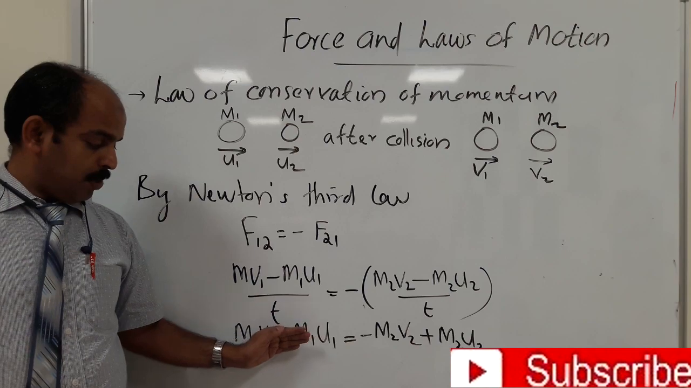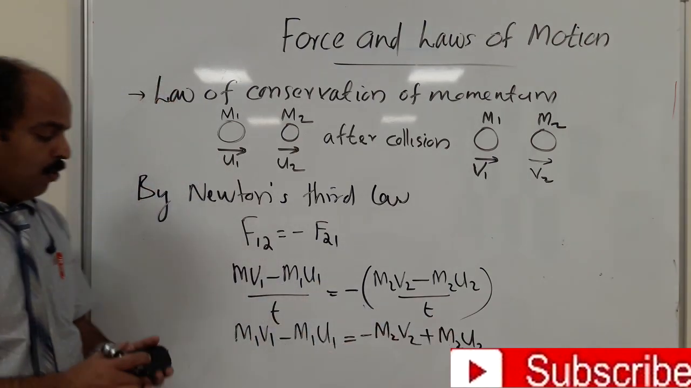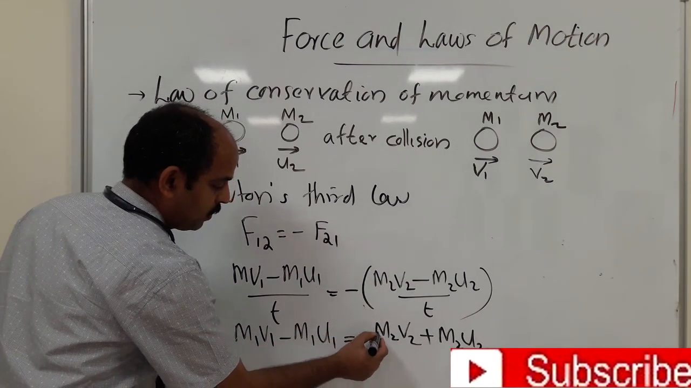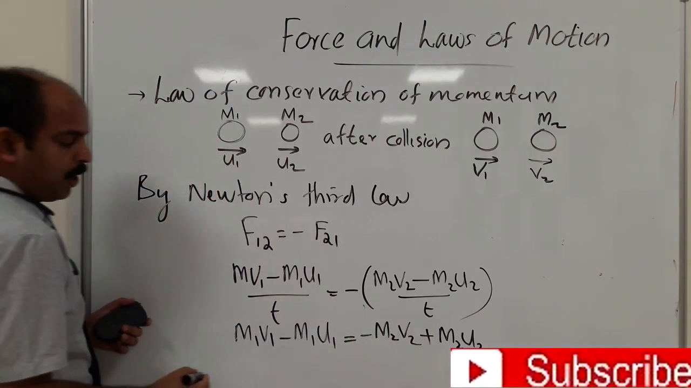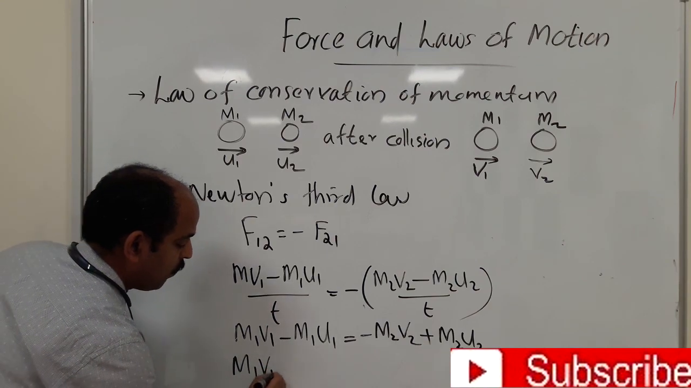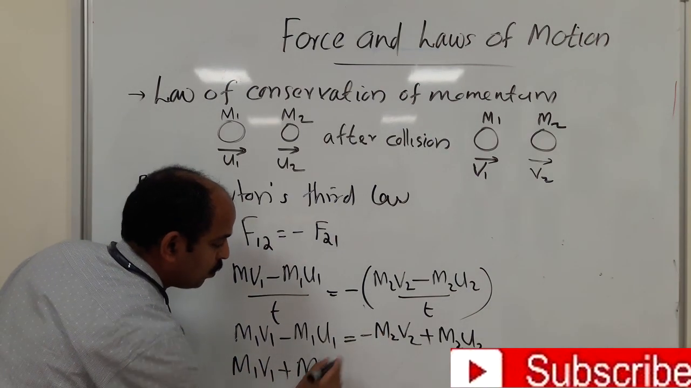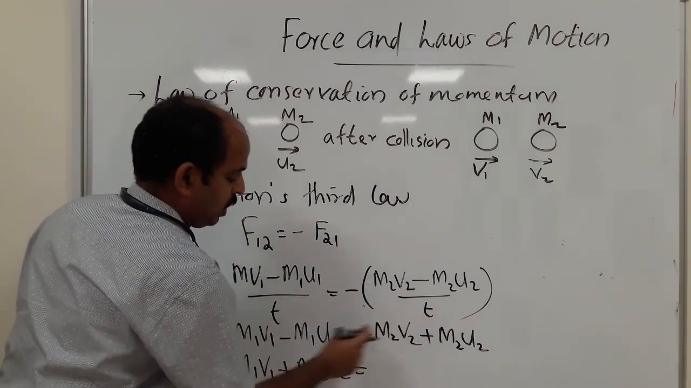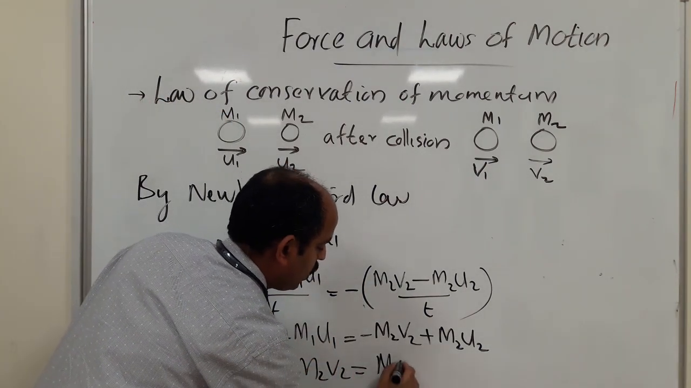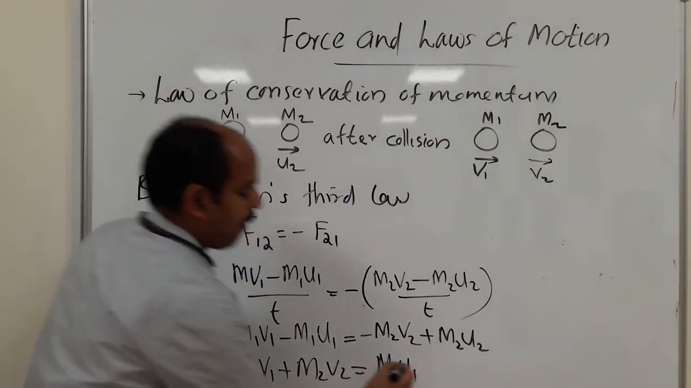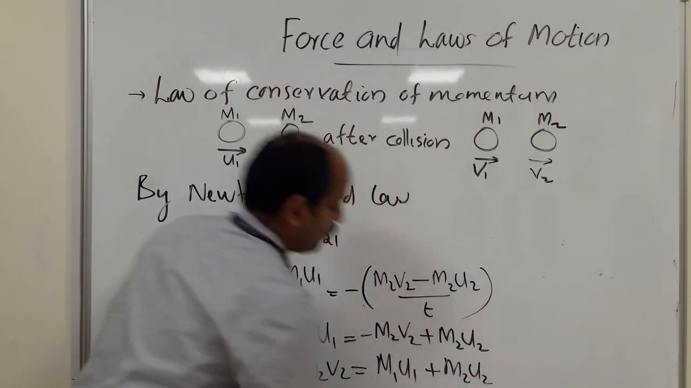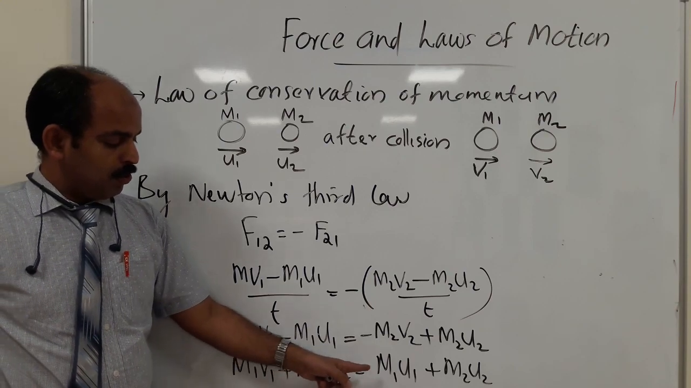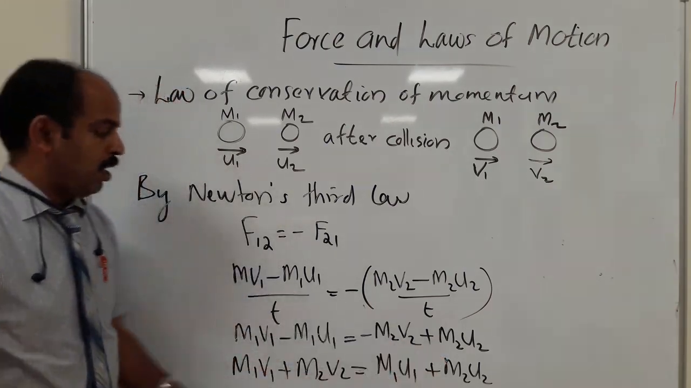Now bring the same terms to one side. So we can take this u1 term to the other side, and this term to this side. So m1 v1 plus, this minus will be plus, m2 v2 equal to, this taken to the other side, here it will be minus, so m1 u1 plus m2 u2, right? So m1 v1 plus m2 v2 is equal to m1 u1 plus m2 u2.